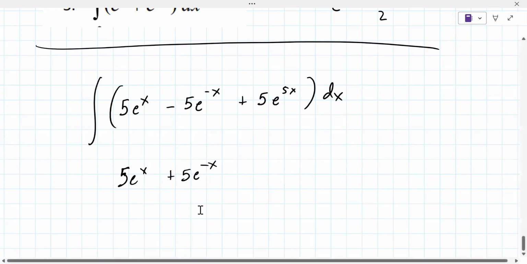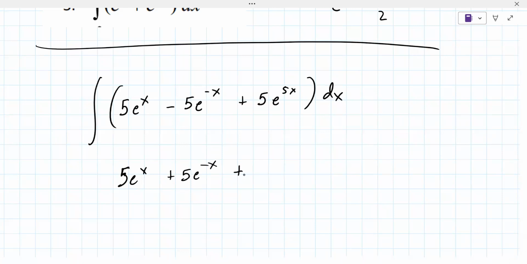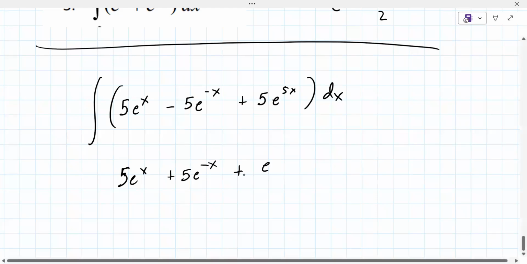Whoa, okay, wait. Would you divide the next one by 5? Yes. Okay. For some reason, I wanted to subtract from the 5 first, but okay. So then just e to the 5x, plus c. Good.